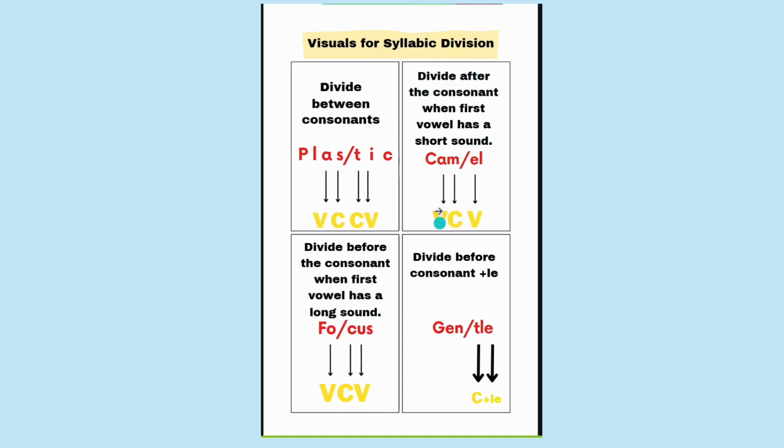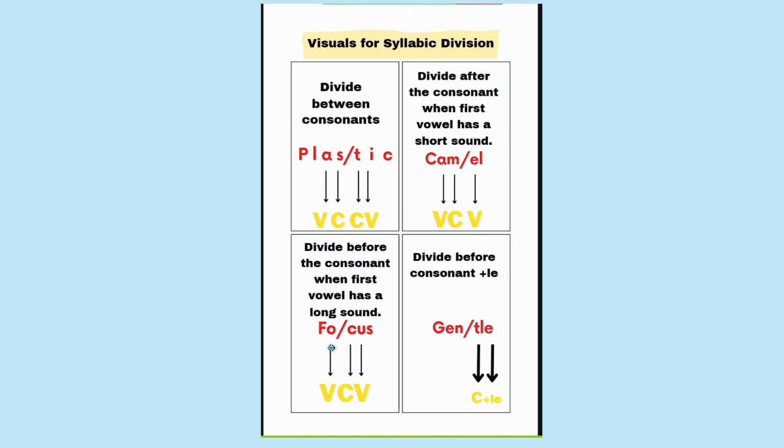And in the second case, identify the vowels and then identify the consonant. Oh, it is a VCV pattern, vowel, consonant and vowel pattern. Now, we will divide it after the consonant when the first vowel has a short sound. But if the first vowel has a long sound, as in focus, we will divide before the consonant, after the long vowel sound.